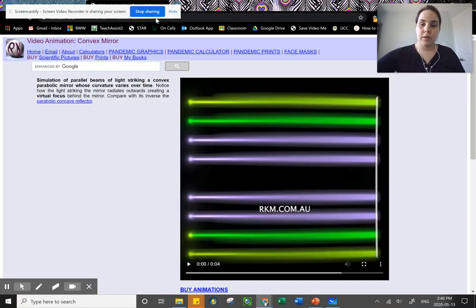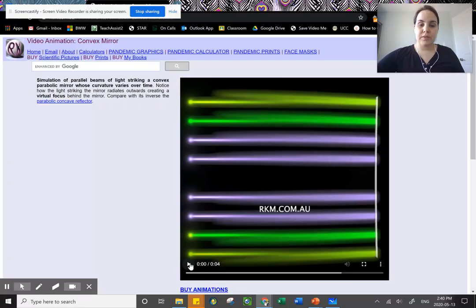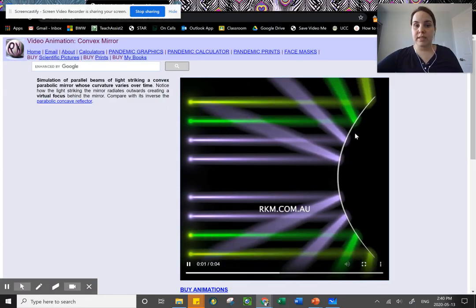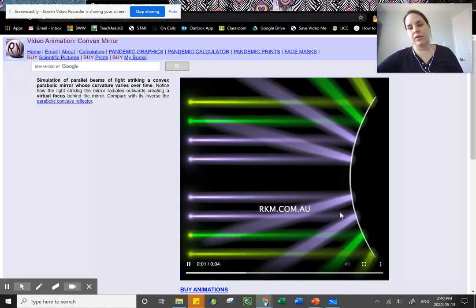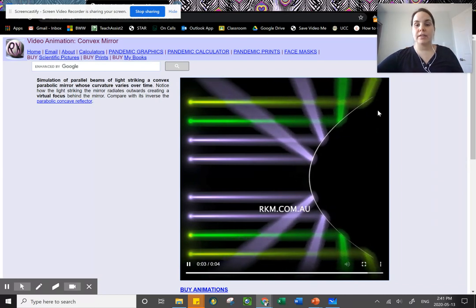If we look at this video right here, we can see what happens in a diverging or convex mirror. As this mirror bends out, we can see that the light rays that are coming in are getting pulled away from one another, farther and farther away from each other as the curve gets more intense.